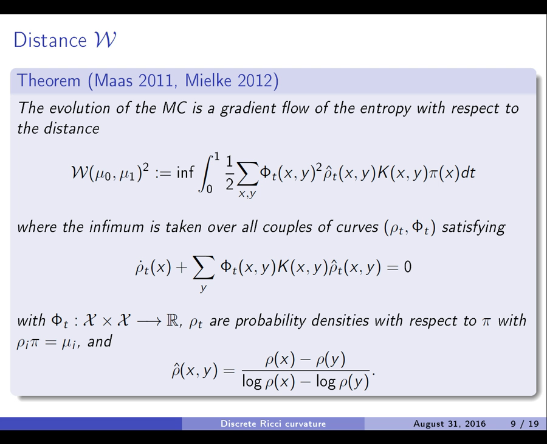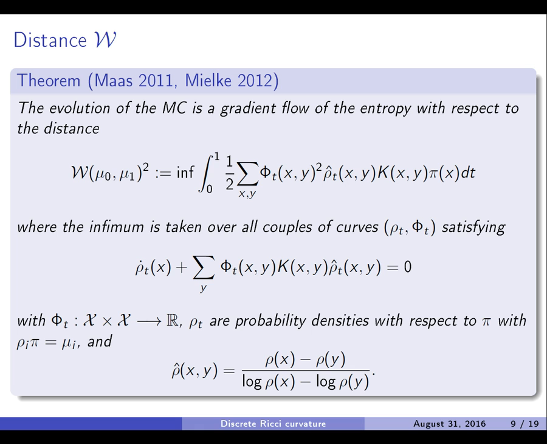Okay, but I will talk about the one by Maas, Erbar, and Mielke. So what they pointed out is that if you take your Markov chain on a discrete space and assume it to be reversible, then you can build a distance on the space of probability measures so that the evolution of the law of the Markov chain is the gradient flow of the entropy with respect to this distance. So the entropy is still the same entropy as in the continuous setting.